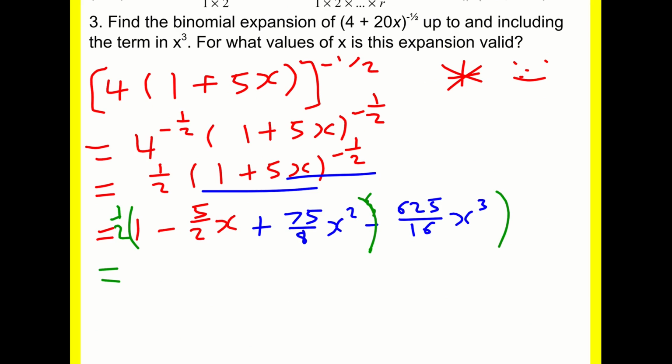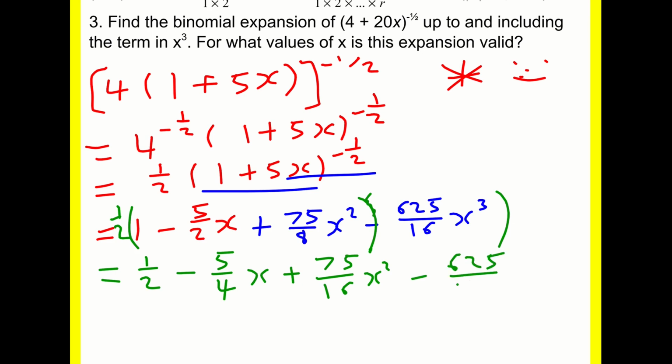Yeah, so if you're encountering this question for the first time, this would be a first step, this would be a second step, third step, and then you would expand this, okay? And you'll have some working, which will eventually simplify to this. And then just finally, I would get rid of the bracket. It would be a half minus 5 over 4 x plus 75 over 16 x squared minus 625 over 32 x cubed.